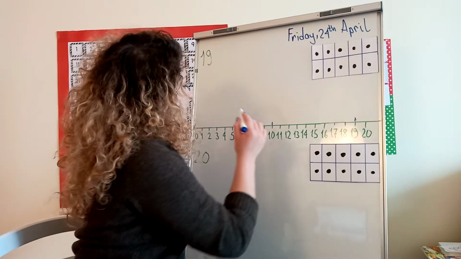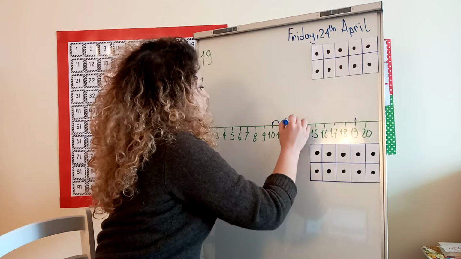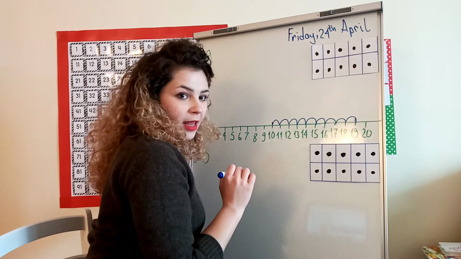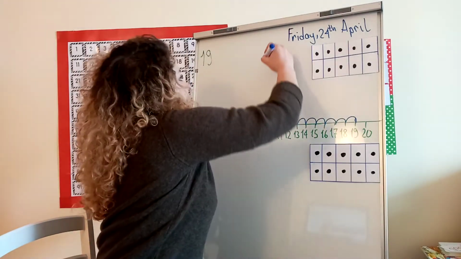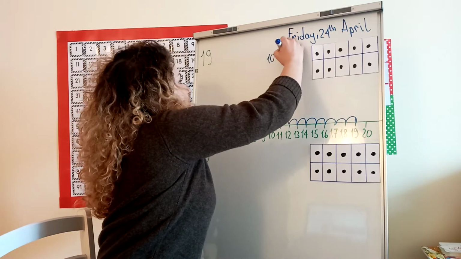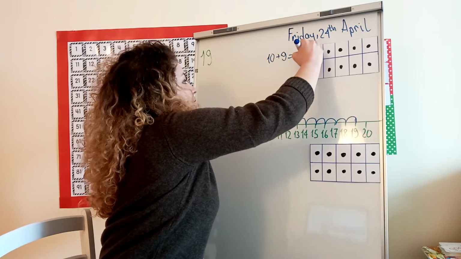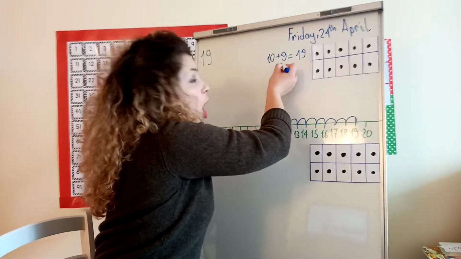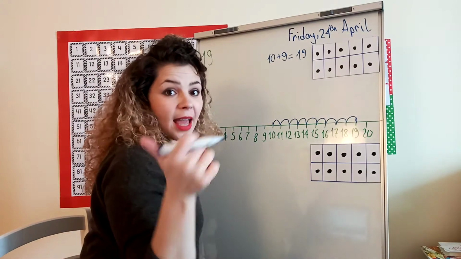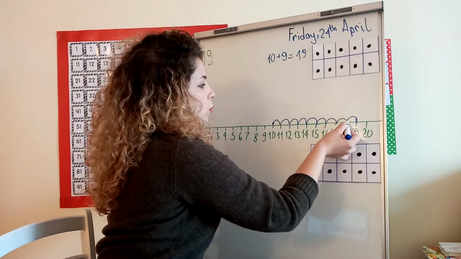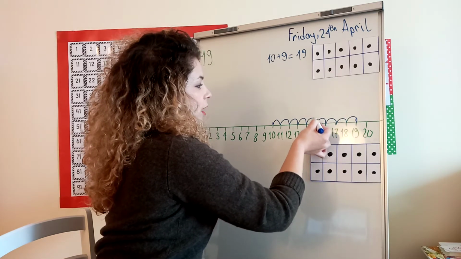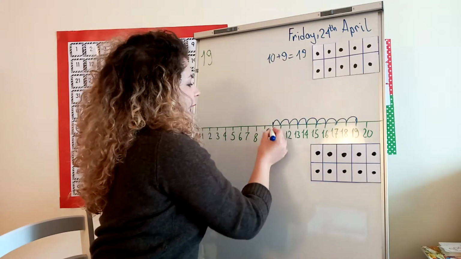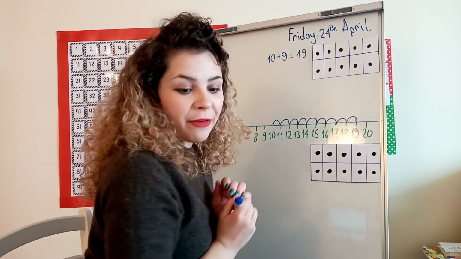Okay, so starting from 10, let's go 1, 2, 3, 4, 5, 6, 7, 8, 9. Okay, so it says 9. It says then that 10 plus 9 equals 19. Okay, so let's go back and check that. Let's go from 19, 9 hops back, and if we get to 10, then we did it right. Okay, so from 19, 1, 2, 3, 4, 5, 6, 7, 8, 9. 19, 9 hops back, and we landed at 10. Okay, so definitely this is right.